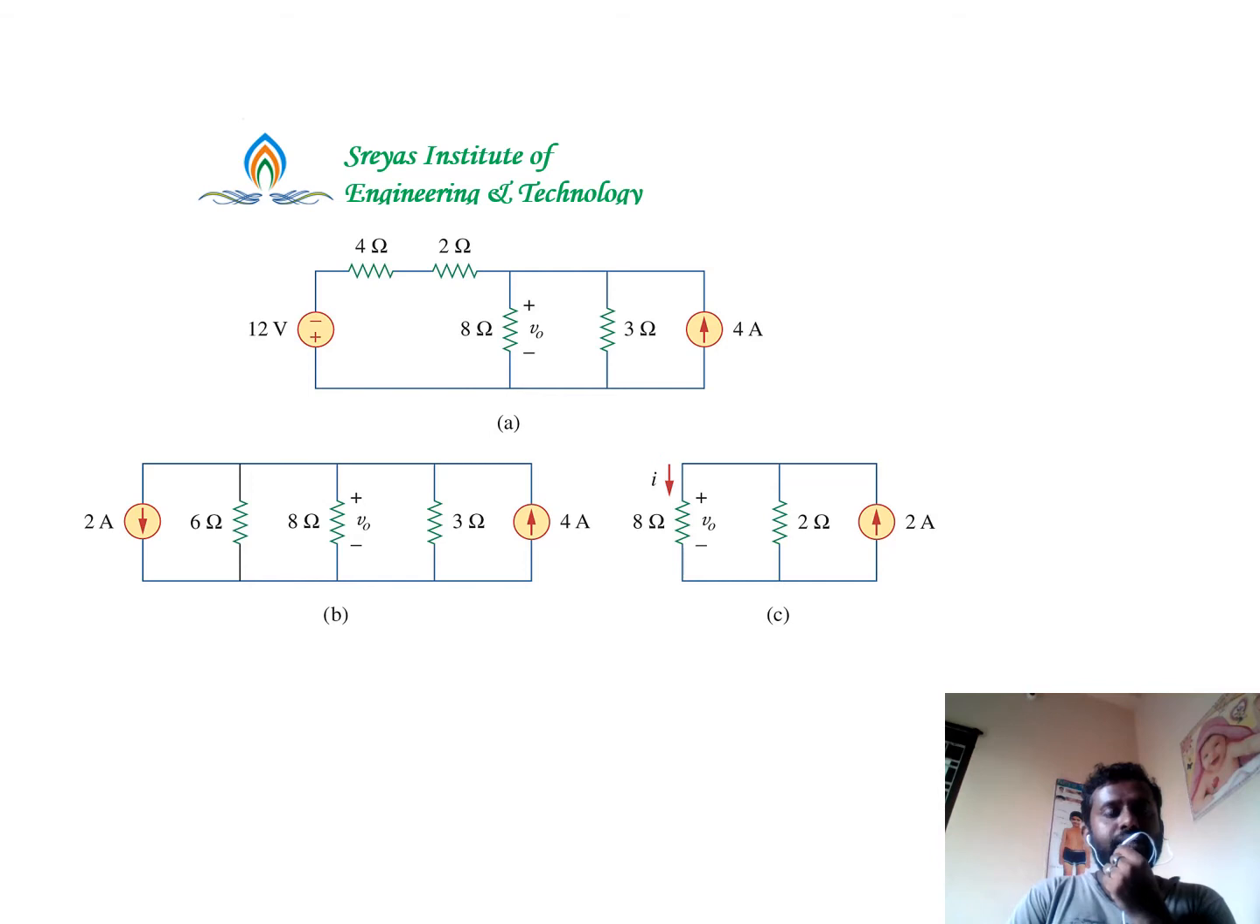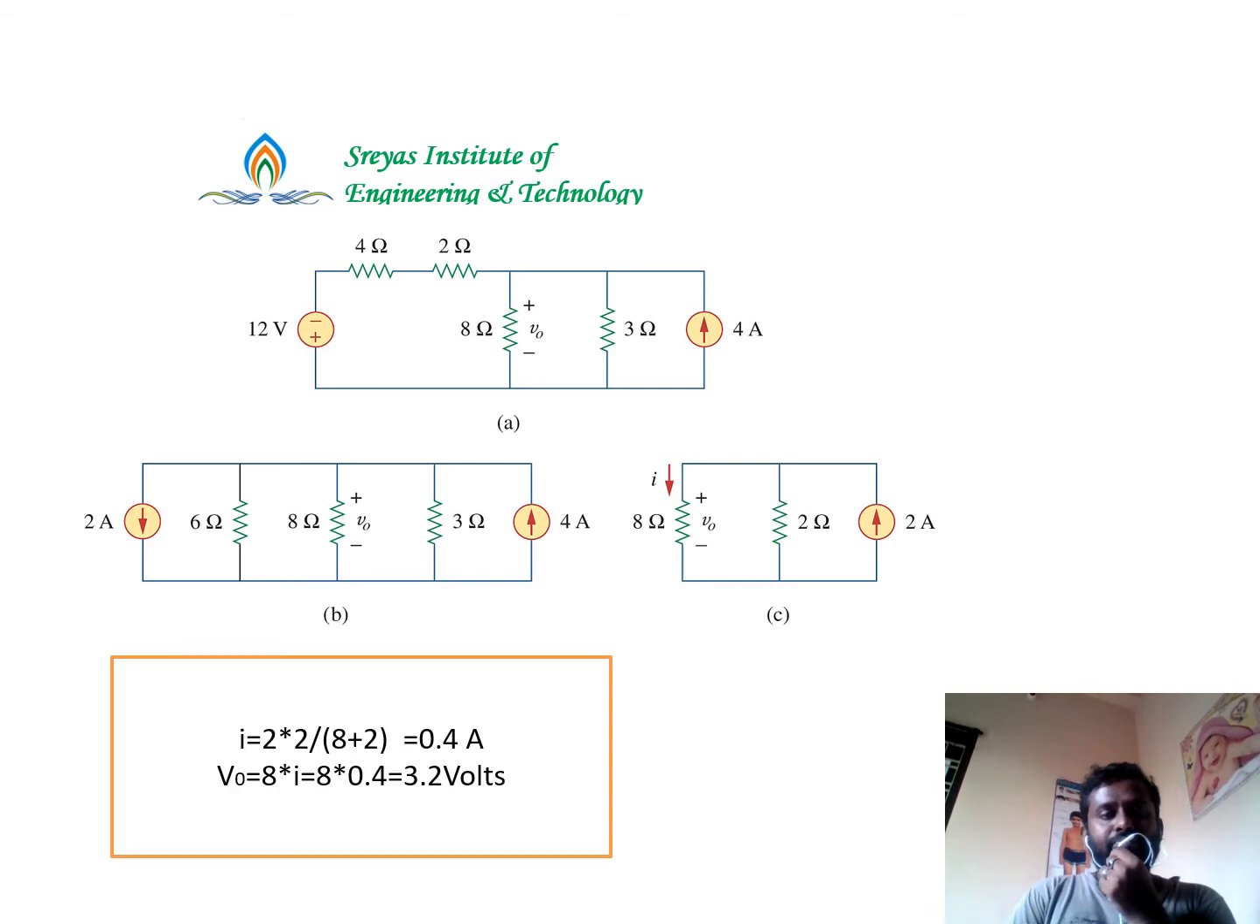Now 6 ohms and 3 ohms, as you can see in figure B, are in parallel. So the resultant is 6 into 3 by 6 plus 3, that is 18 by 9, that is 2 ohms. So there will be 2 ohms and an 8 ohms in parallel, and the total current, the current is 4 amperes in upward direction and 2 amperes in downward direction. So the resultant of that will be 2 amperes in upward direction, because the highest value is of 4 amperes.